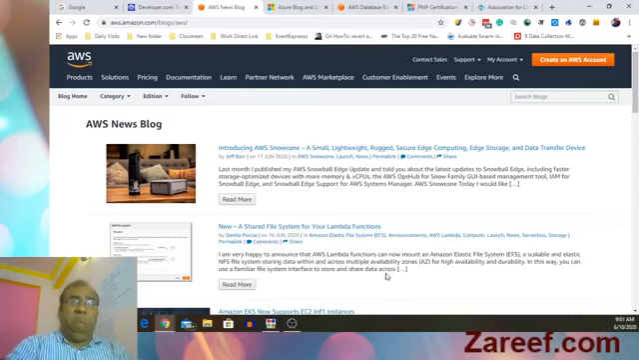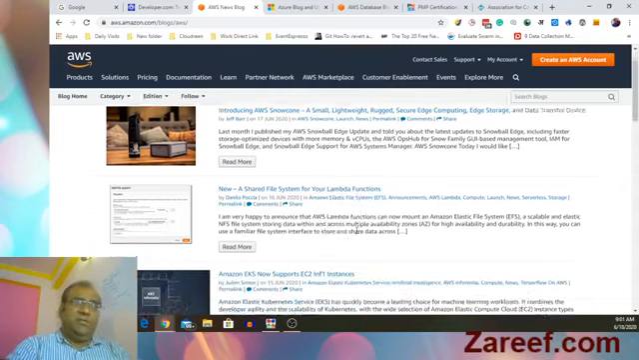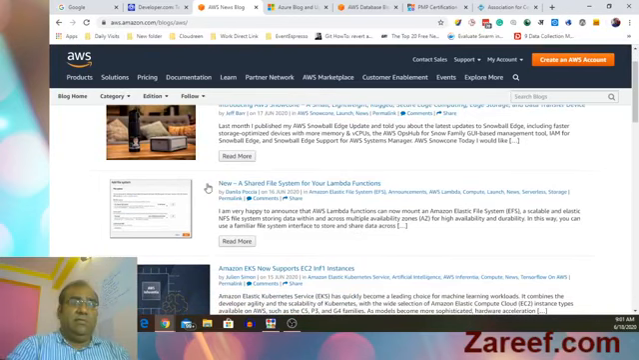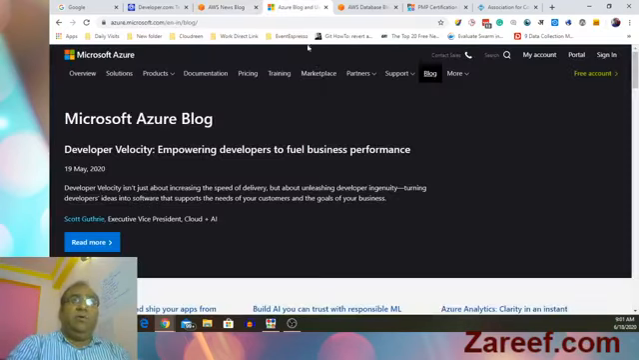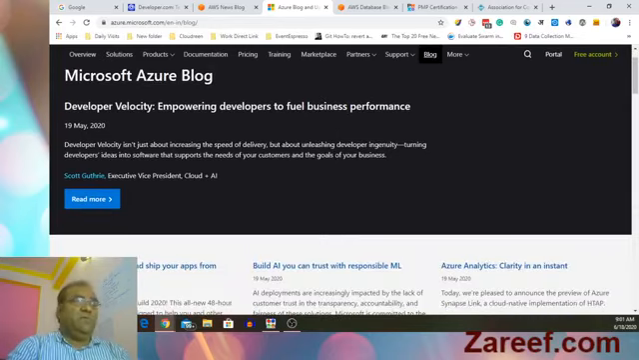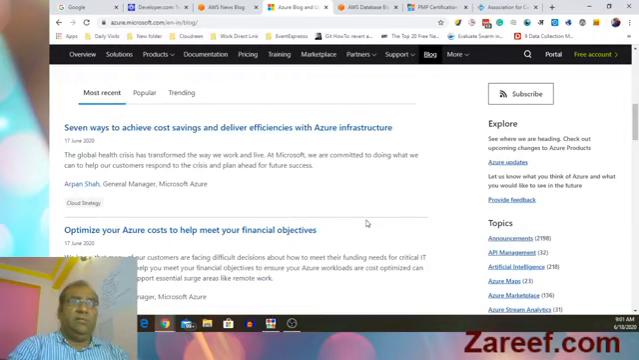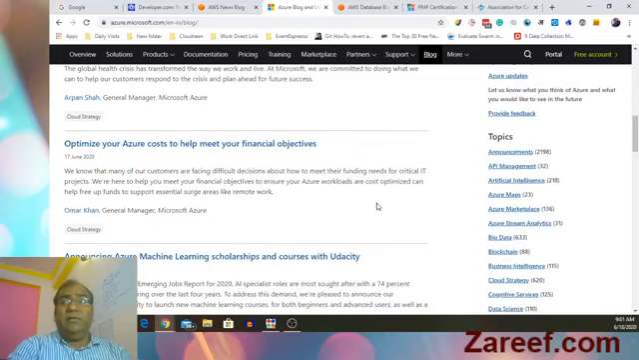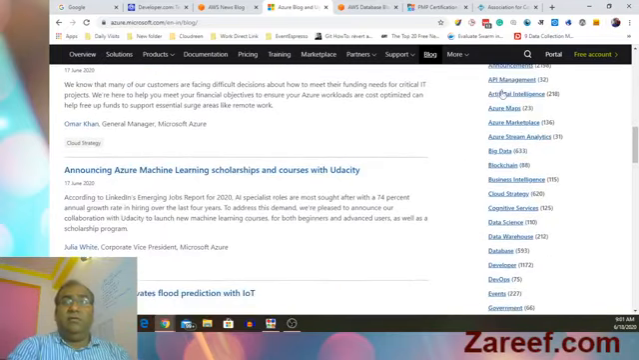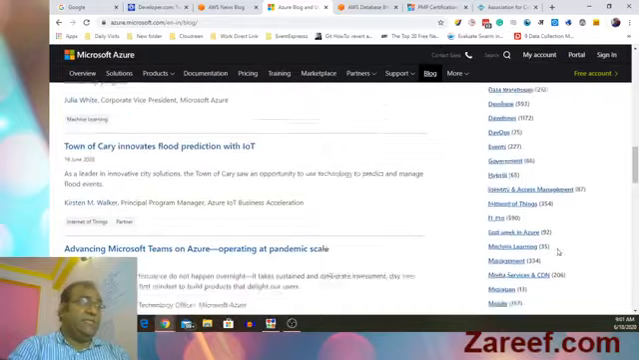And they really publish really good articles. Just recently they published how you can use a shared file system in your Lambda functions. Another blog which I recommend and personally visit a lot is the Microsoft Azure blog. They are again publishing really good articles, tutorial-like articles, and they have segregated all of them into different categories and tags.